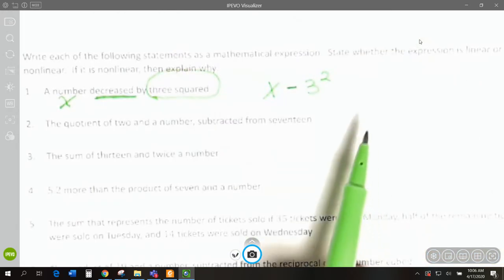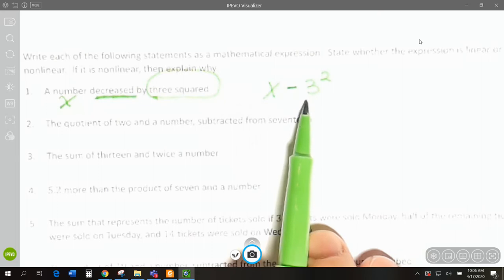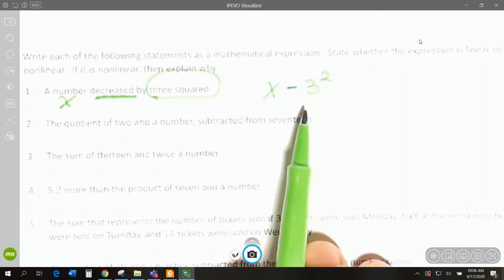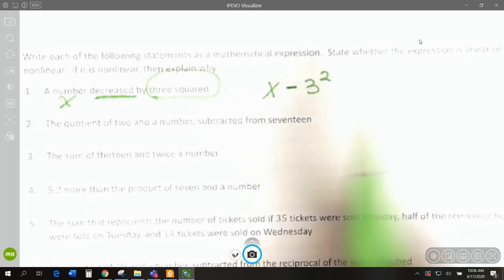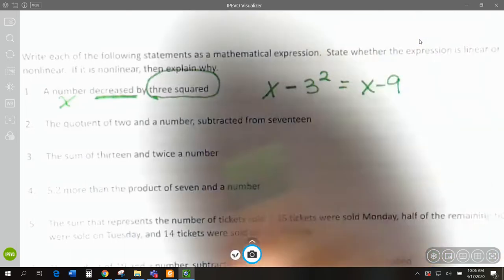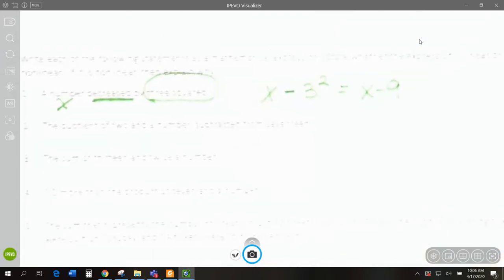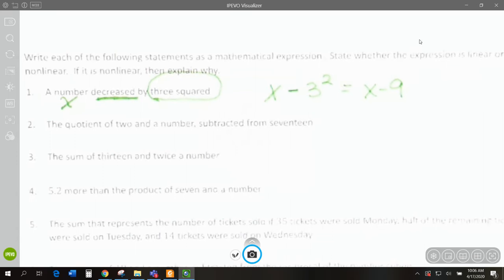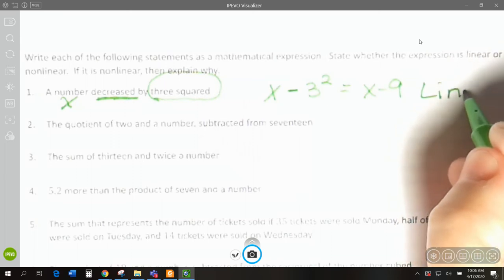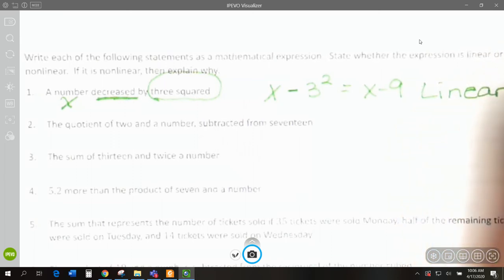Can 3 squared be simplified? What is 3 to the second power? Remember, the 3 to the second power means 3 times 3. And 3 times 3 is 9. So this would be the same as x minus 9. Then we have to decide, is this linear or nonlinear? And this is linear. It does not have a variable raised to a power, and it does not have a variable in a denominator. Therefore, it's linear.